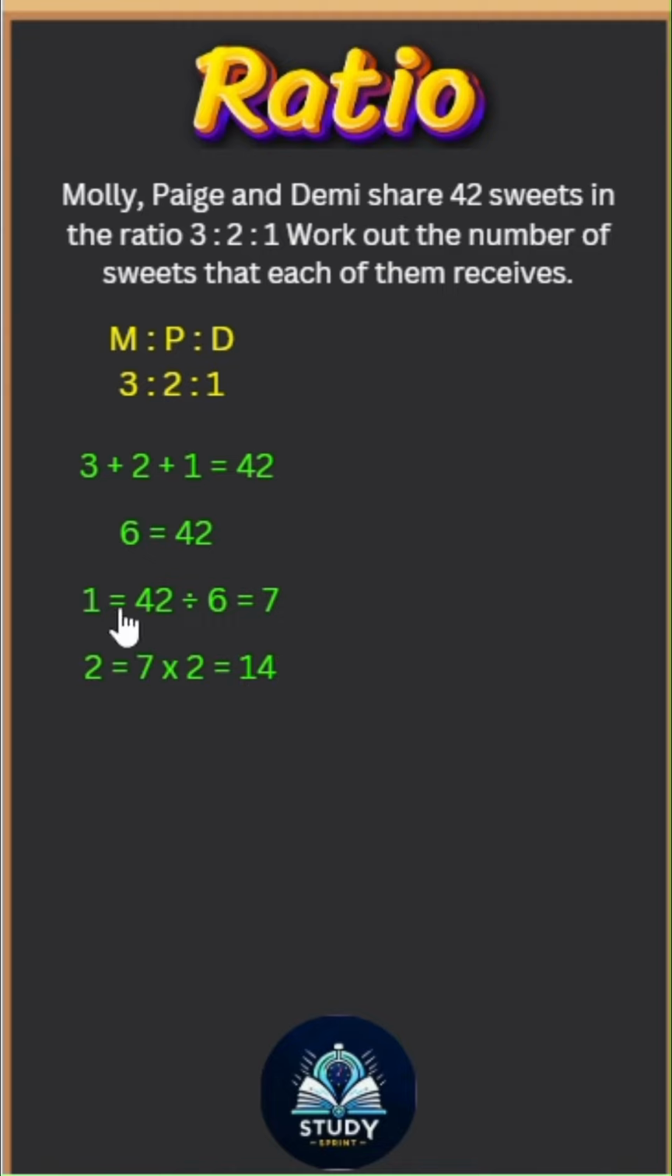Now to find the number of sweets that Peg gets, we're going to multiply 7 by 2, which is equal to 14, because 2 represents the sweets that Peg gets. And to find Molly's, we're going to multiply 7 by 3, which is equal to 21, because 3 represents the number of sweets that Molly gets. Now our answer is that Demi gets 7 sweets, Peg gets 14 sweets, and Molly gets 21 sweets.